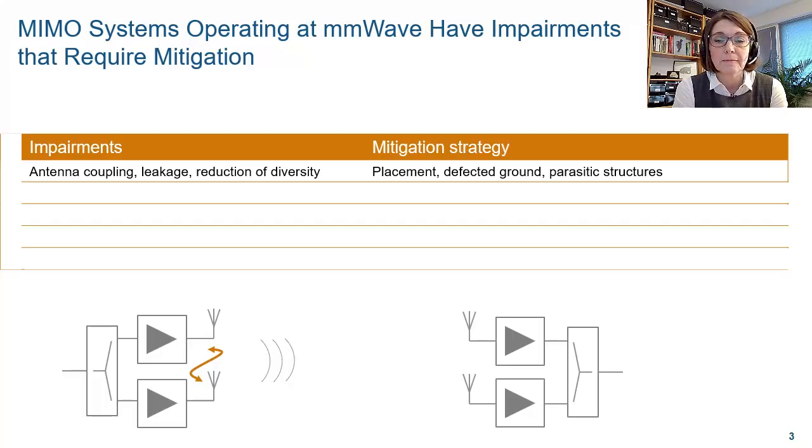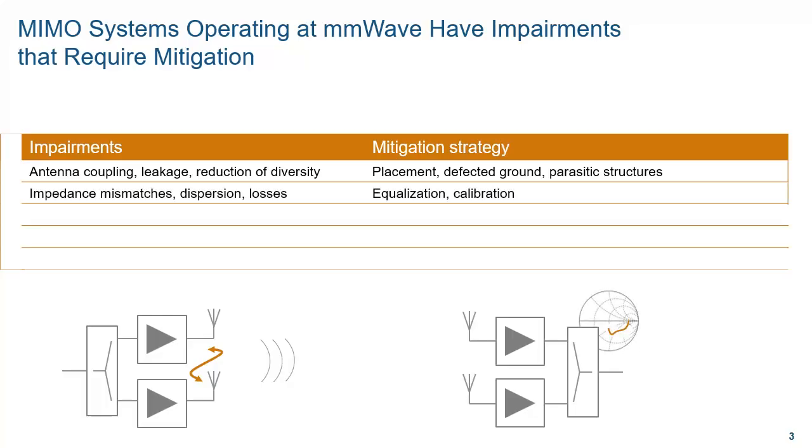costs that need to be taken into account. Similarly, at millimeter wave, power is key. It's hard to generate and transmit power, which means that losses are our enemy. And losses might be coming from impedance mismatches, dispersions in between the different elements. Especially when we operate on very large bandwidth, the characteristics of the components are not flat over frequency, which means that this needs to be mitigated using, for example, equalization algorithms or calibration algorithms.